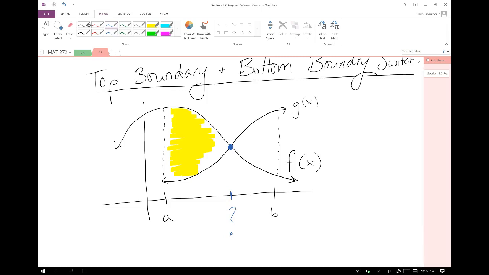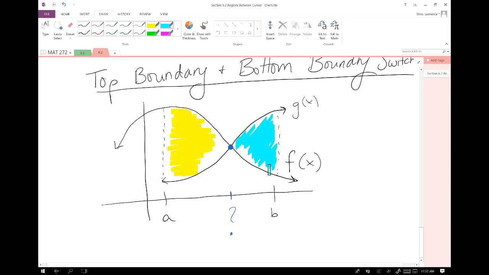And then from that point on to b, they've switched, and now g is on top and f is on the bottom. So we've got this second region as well that we need the area for. If we were just to integrate from a to b and say f is always on top, g is always on bottom, this second piece would come out negative because f now is creating the smaller area and g is creating the larger area. So if we did f minus g, we would be doing smaller minus larger, and we would get a negative.